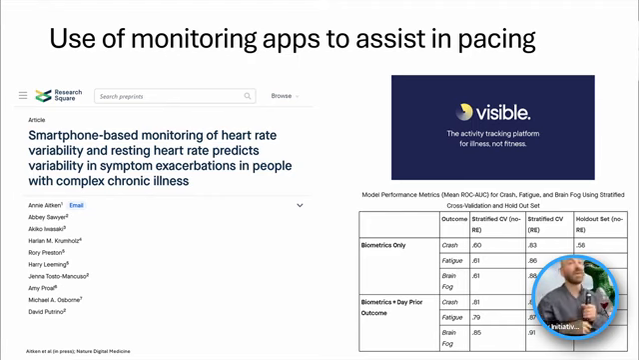Visible is saying, hey, your heart rate variability is looking a bit wonky. Lay down, take some fluids, and make sure you're in a cool environment, and that's going to avoid the crash. So I just want to name the fact that we do have technologies that can assist with pacing now. It's 2025, and we should be using it.